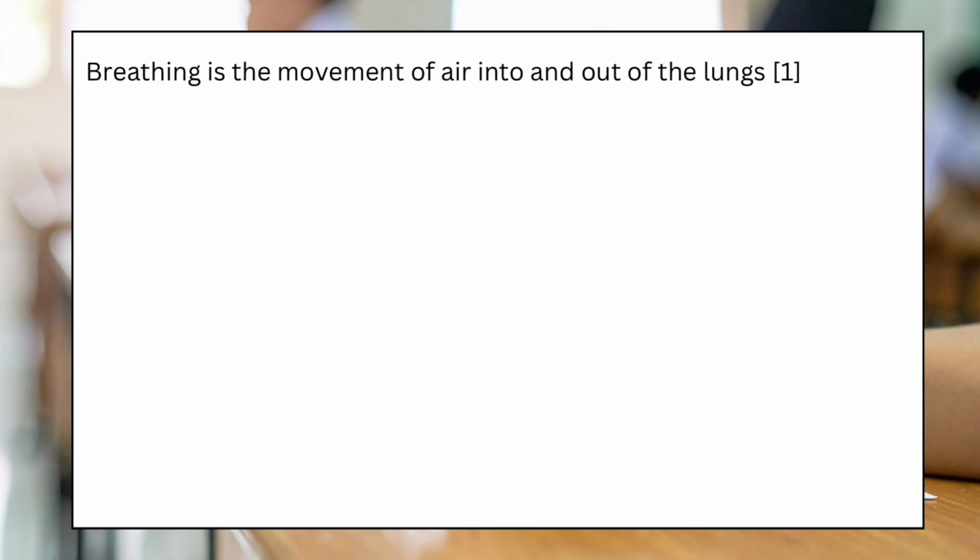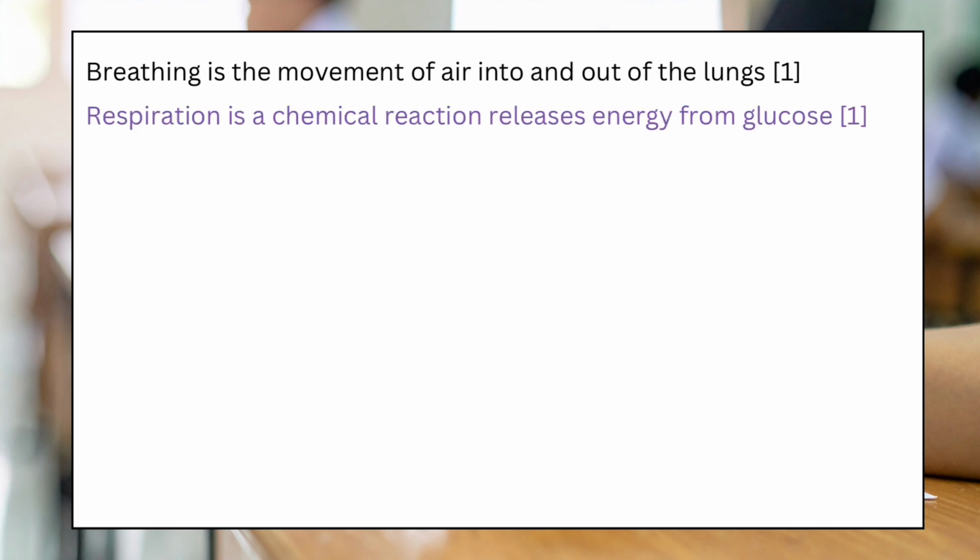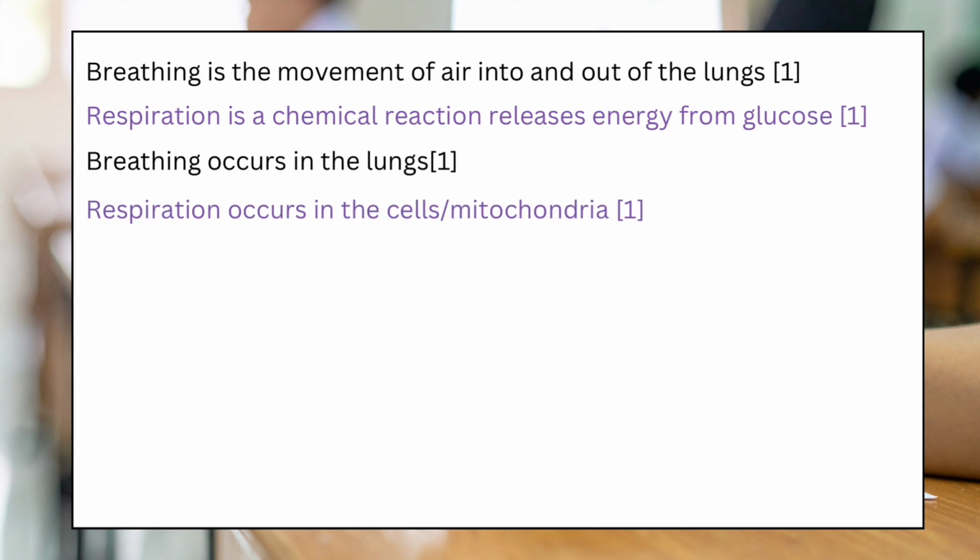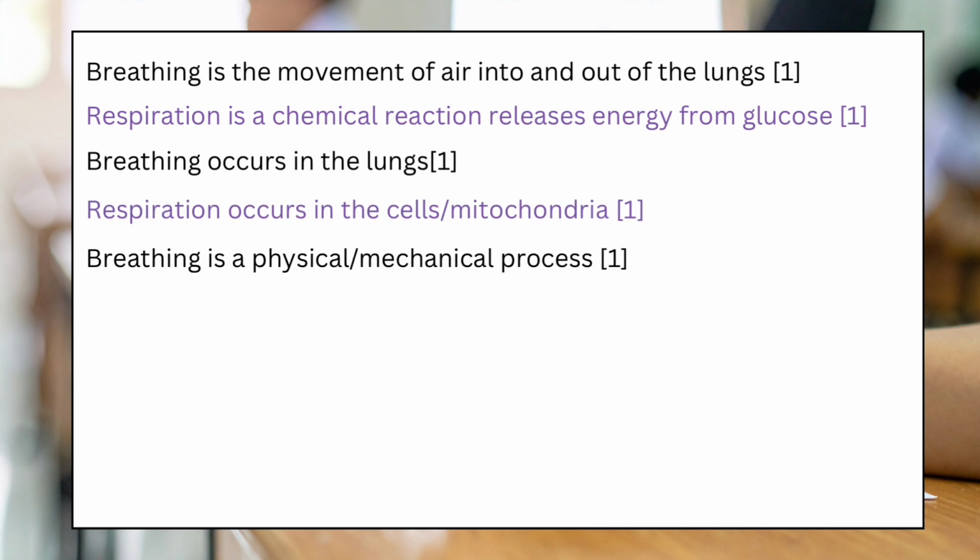So the first mark is for saying that breathing is the movement of air into and out of the lungs. The second mark is for saying that respiration is a chemical reaction that releases energy from glucose. The third mark is for saying that breathing occurs in the lungs. And the fourth mark is for saying that respiration occurs in the cells or mitochondria. The fifth mark is for saying that breathing is a physical or mechanical process. And you can get a sixth mark if you said that respiration is a chemical process.